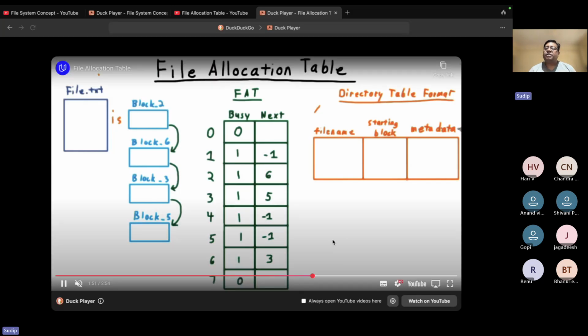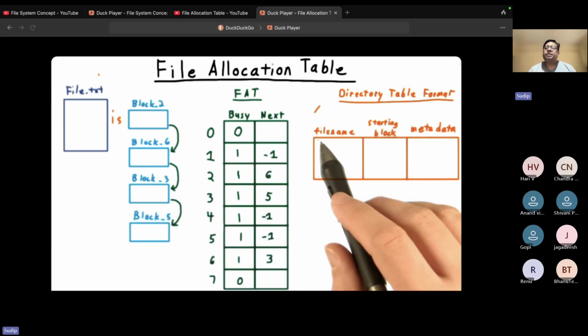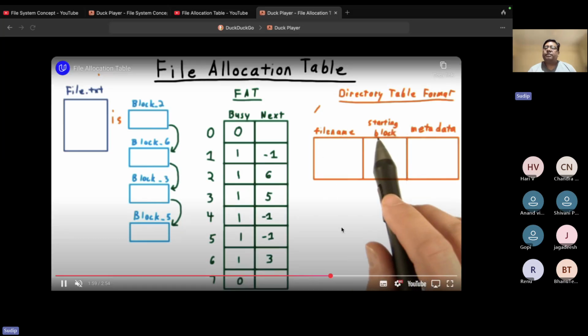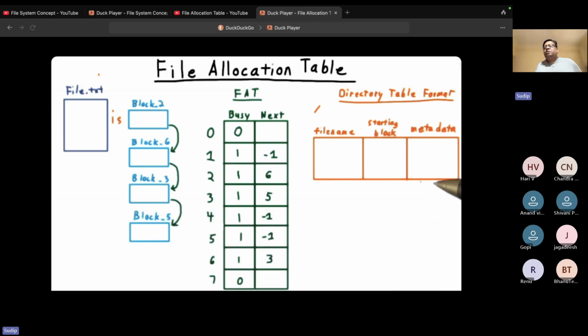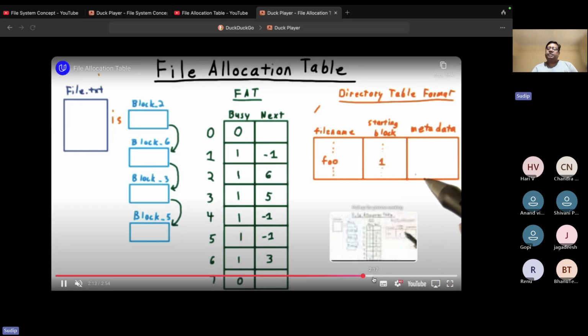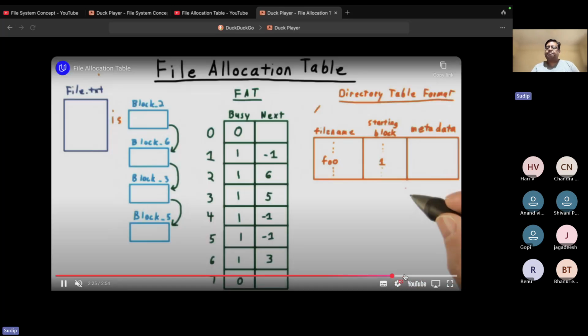And this is what is there in the directory table format in a Unix kind of system like Mac. You'll have the file name, the starting block, and then the metadata. That metadata will store where it needs to go next. So instead of FAT, in Unix systems you'll have something called an inode structure. We'll see what an inode structure is later. But essentially, this is what it is, right?